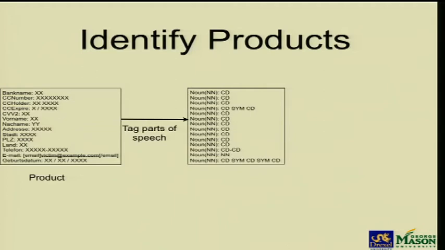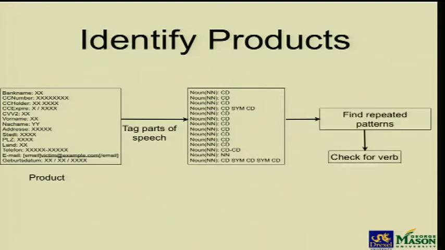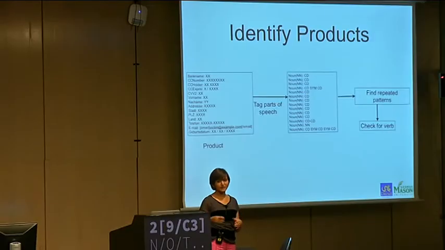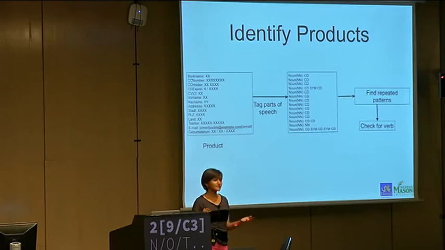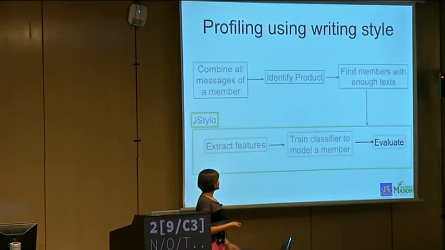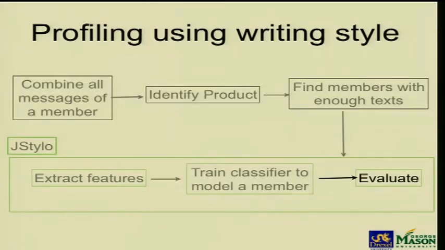At first, we tag all the text with their part of speech. And then we try to find repeated patterns in the document. And after that, we check for verbs. If the document has repeated patterns but no verbs, then we would consider it as a product and remove it from our data set. And if there are repeated patterns but it has verbs, then we'll consider it as a conversation. Maybe the user was only repeating himself. This is how we remove the product information from our data set.